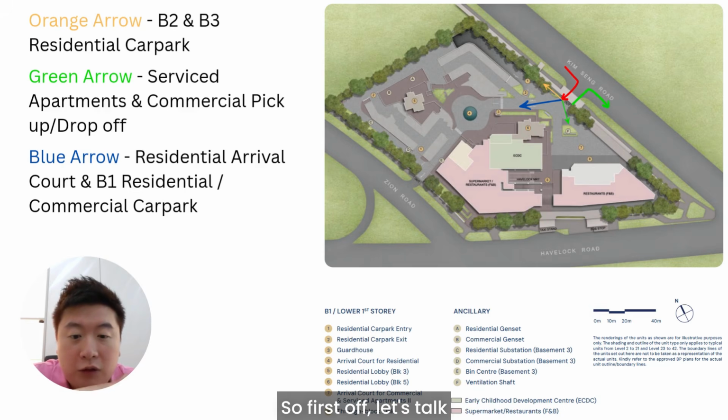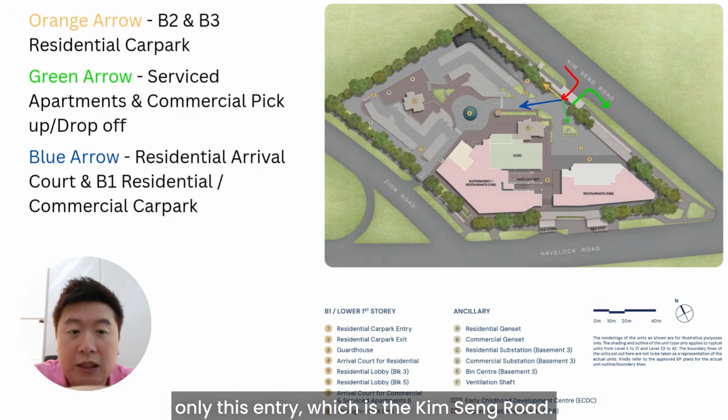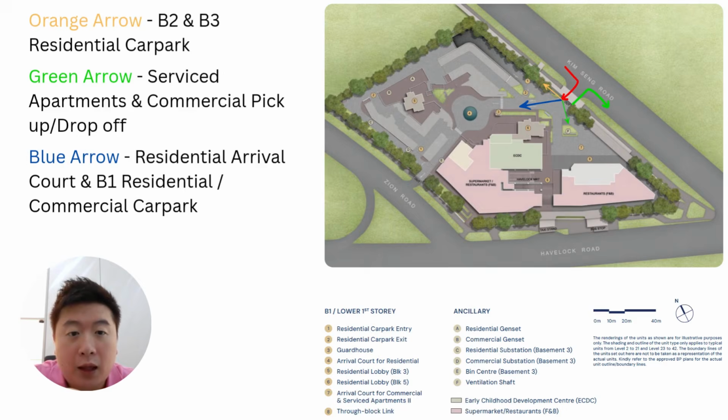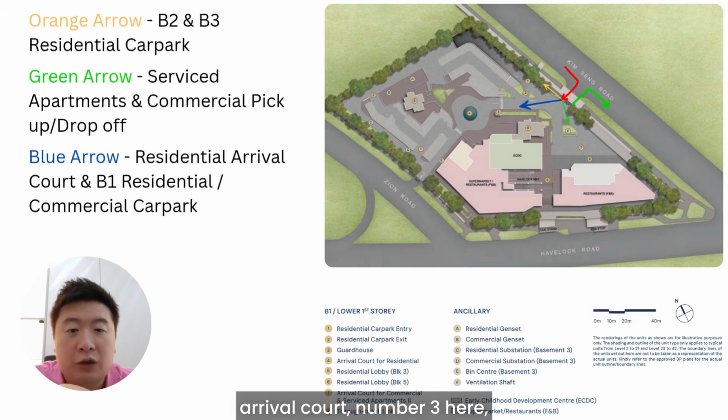So first off, let's talk about the red arrow. The red arrow here is how you turn into Zion Grand. Only this entry, which is the Kinsale Road. So from Kinsale Road, you turn in here. There's actually three directions you can go. You can turn right, which is the orange arrow, towards the B2 and B3 residential car park. Or you can go straight, which is the blue arrow, and that will bring you to the residential arrival court.